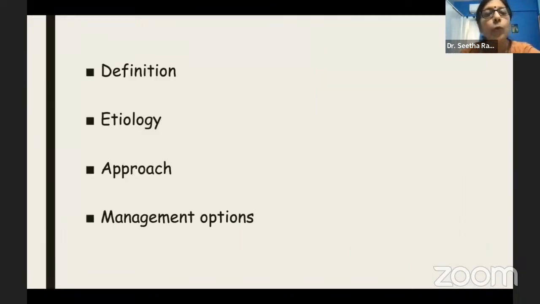So basically, we'll be going about how we define megacystis in different trimesters, the causes that can be, and depending on that, what the practical approach should be, and what are the management options we have at whatever gestation it has been diagnosed.